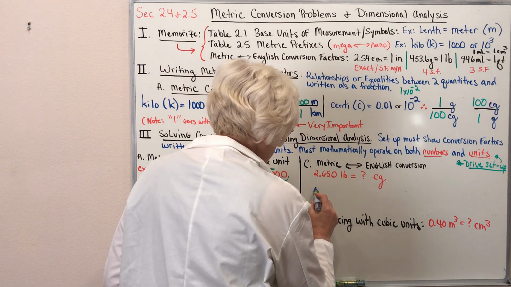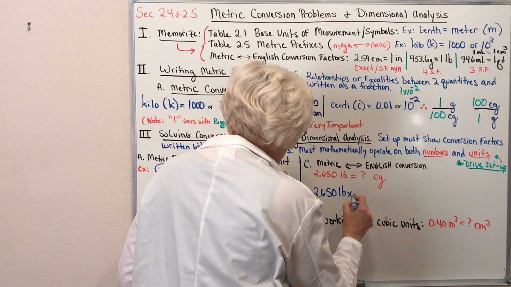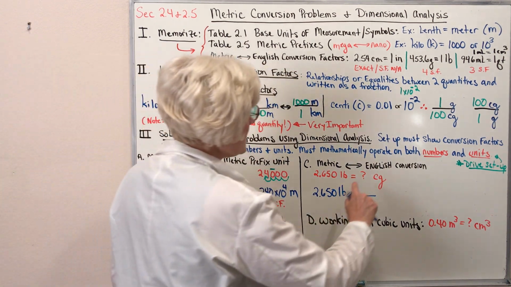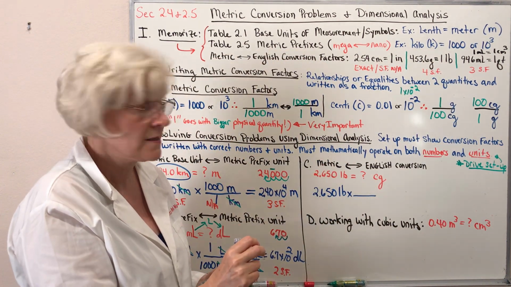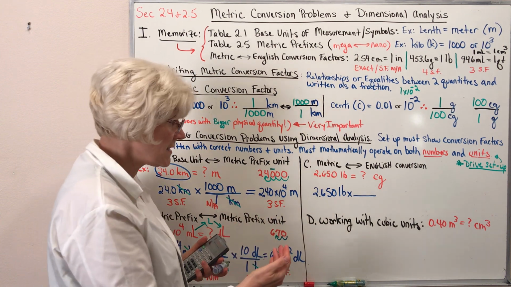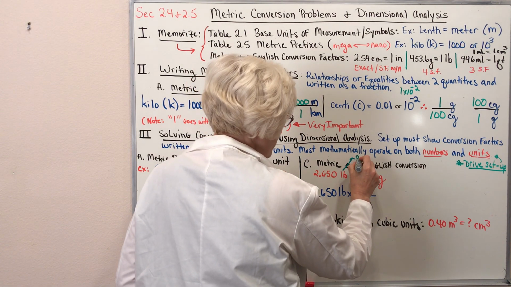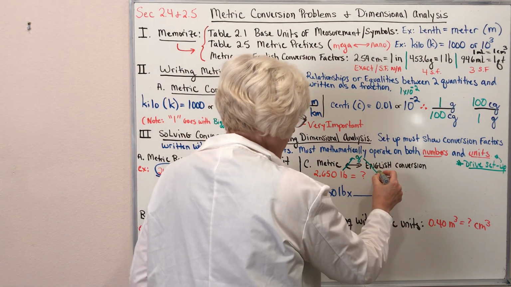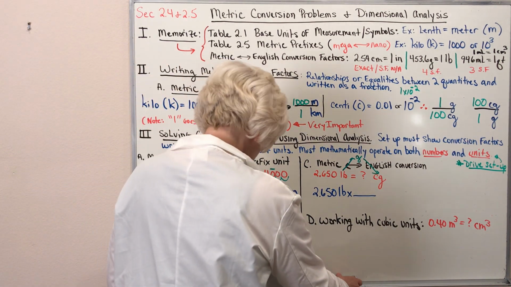Starting the calculation, 2.650 pounds times, and I'm pausing here because I see that this relationship does not have the unit centigram in it. So I recognize I'm going to again have to do a multi-step calculation where I first convert from pounds to grams, and then once I have the gram unit, I can convert to centigrams. So my units are driving the setup.